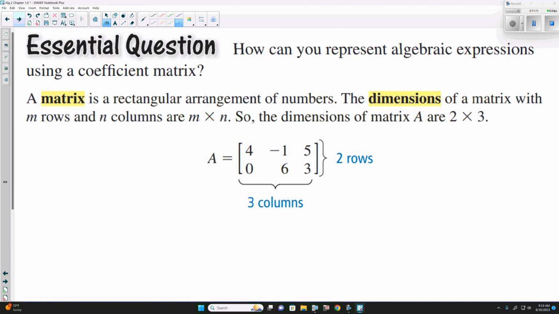A matrix is a movie, but that's not what we're going to be talking about today. A matrix is a rectangular arrangement of numbers. The dimensions of a matrix with m rows and n columns is represented by m by n. Rows will always go first, columns second. Rows is our up and down, so we go down, how many numbers? That's the rows. And then columns is going left to right. And we state the dimensions rows by columns.